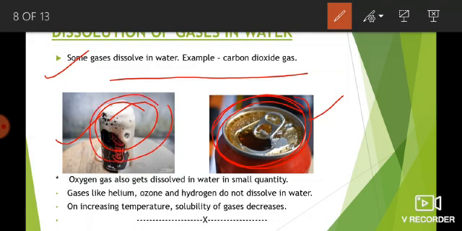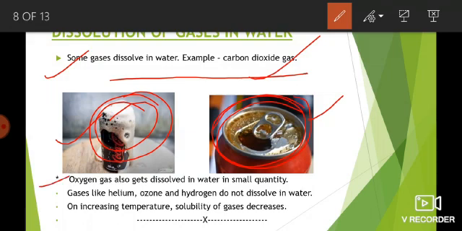Here in this picture, gas was dissolved in the liquid. So as we opened the lid, these gases started coming out of the bottle in the form of bubbles. And you know which gas is dissolved in this cold drink? Yes, carbon dioxide gas.